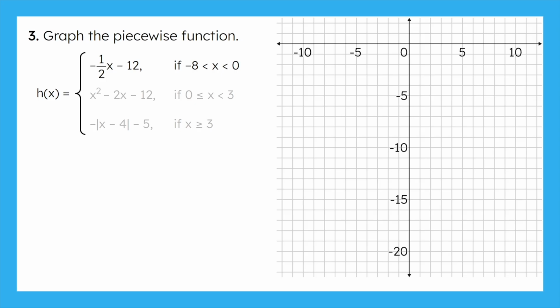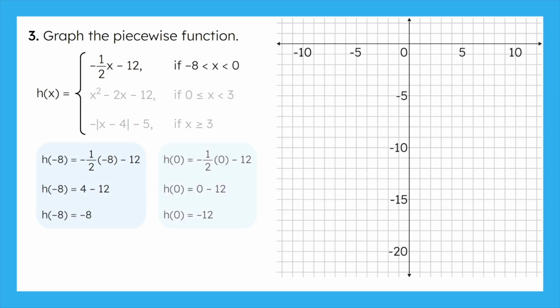Starting with the first interval, its endpoints are at (-8, -8) and (0, -12), both with open circles since the inequality symbols in this interval don't have the or equal to line. Since this interval involves a linear function, we can follow rise over run to build a line with a slope of -1/2 between the endpoints, or even just connect the endpoints directly to complete the interval.